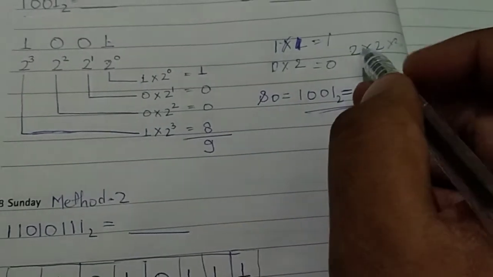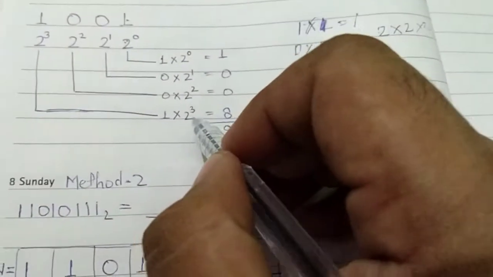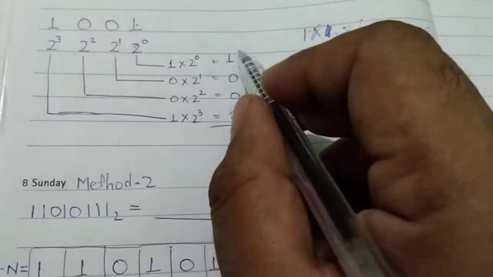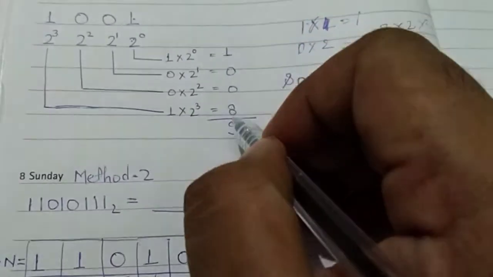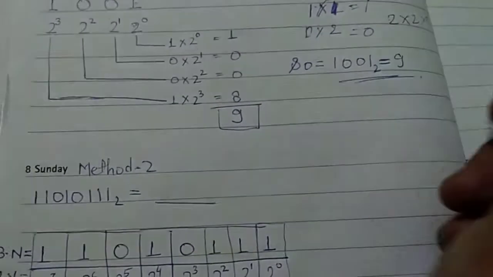So what will it become? 2 2s are 4 and 4 2s are 8. So it will become 8, and 8 into 1. So 8 ones are 8. After getting these values, you have to add all these values, and after adding, it will become 9.